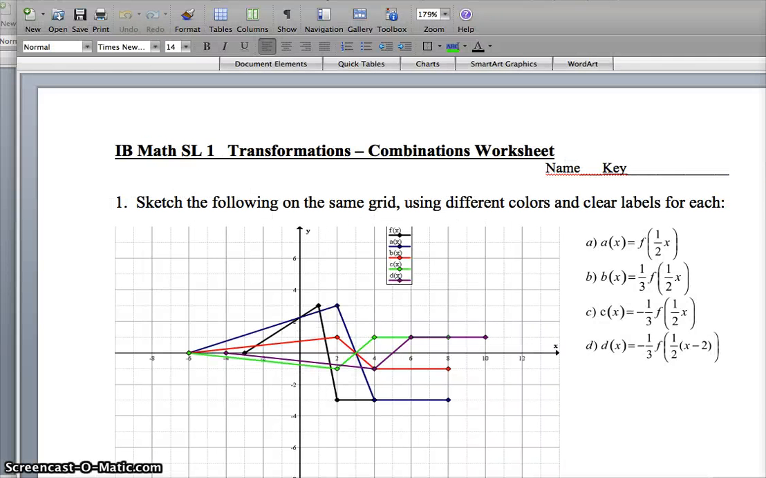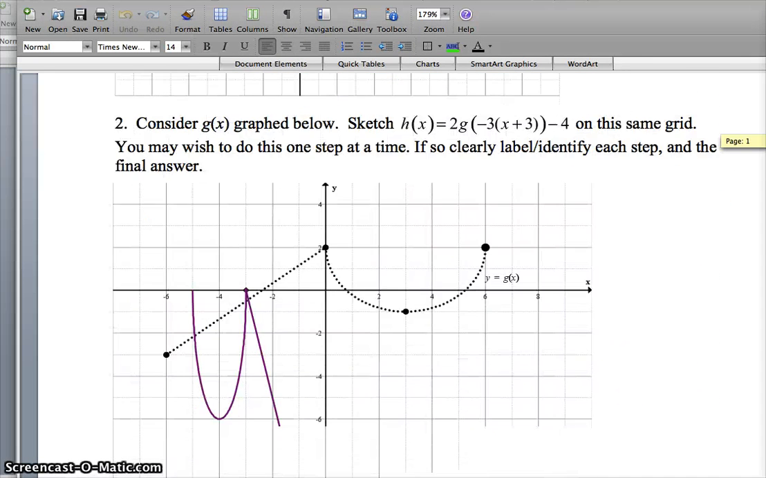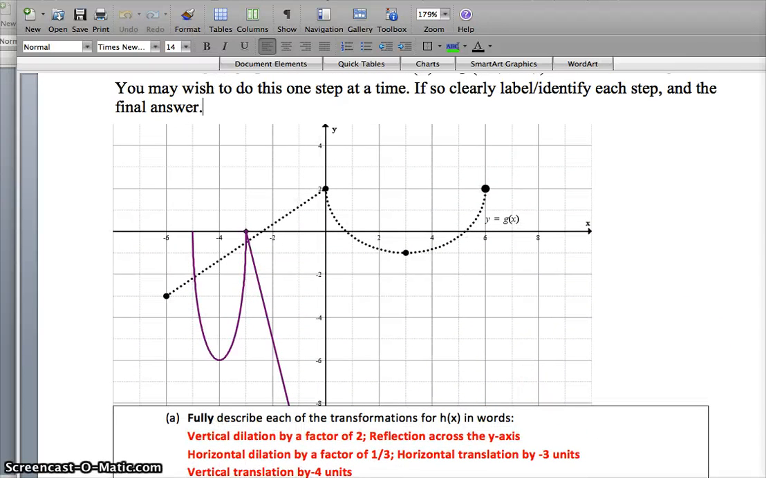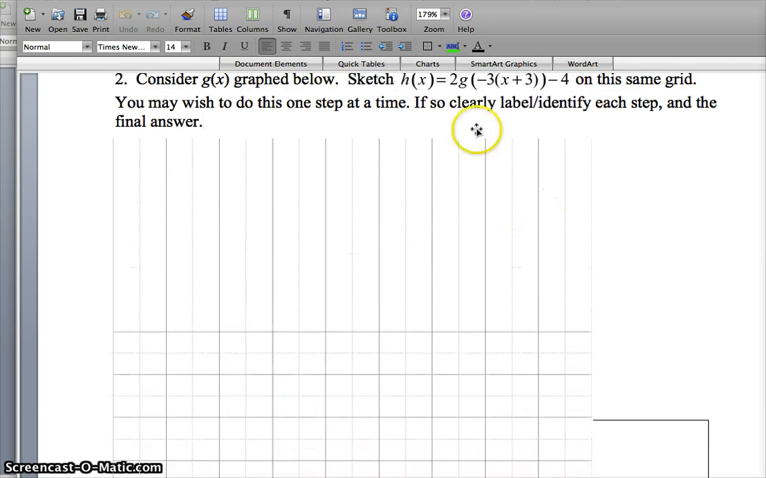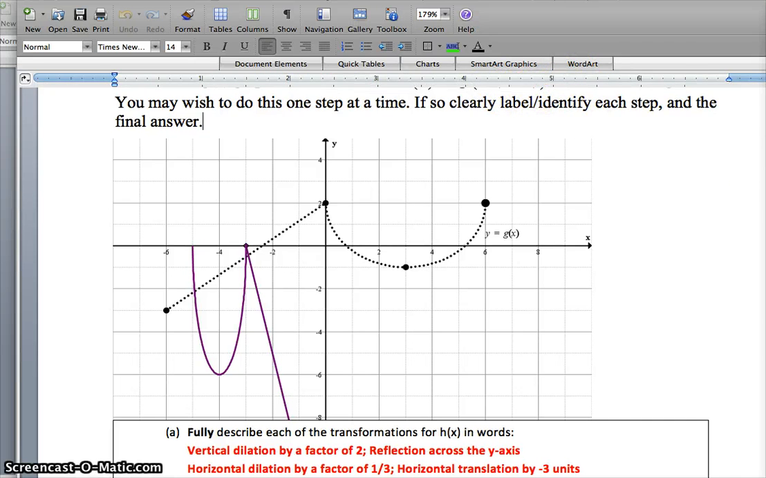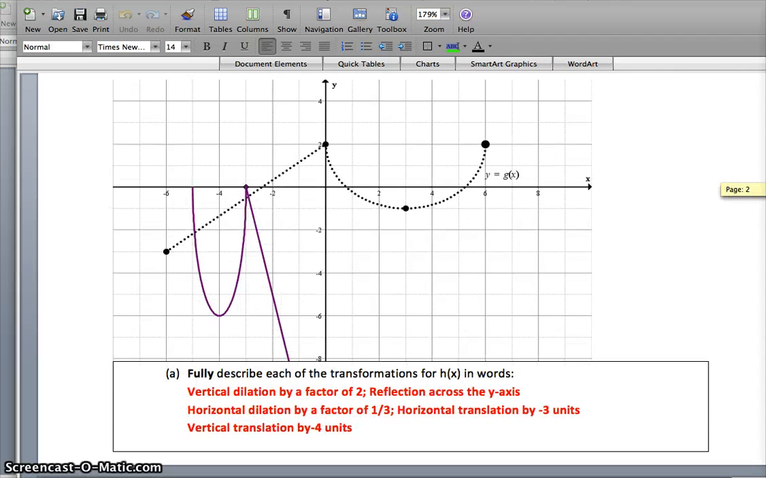If we look at the answer key, we can see exactly in the order we did them. First we dilated or multiplied in a vertical direction by a factor of 2. Then we reflected over the y-axis. Then we compressed horizontally by a factor of 1/3. Then we shifted horizontally by 3 to the left, and then we shifted vertically 4 down. And those are the transformations that were happening in that problem.